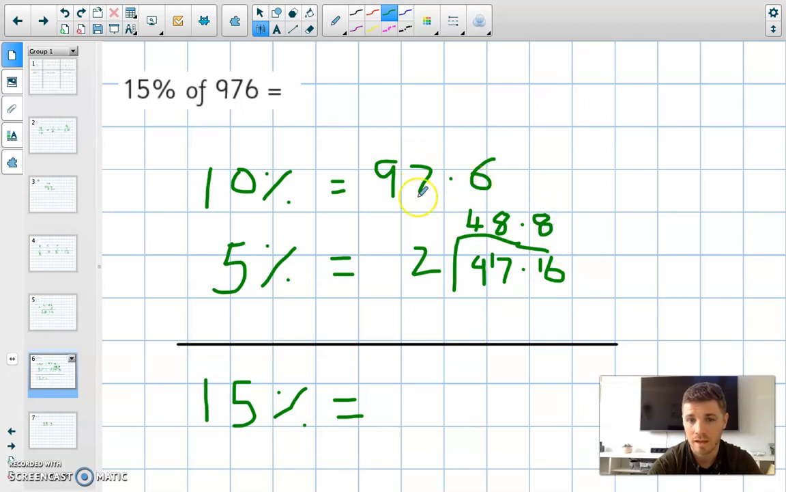So we now need to add these two numbers together. So we do 97.6 plus 48.8.